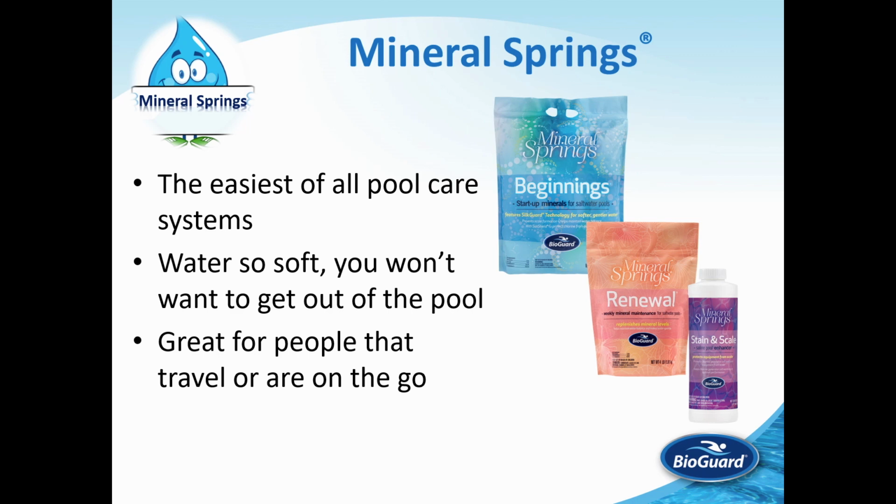The third product, Stain and Scale Control, is something that you add at the beginning of every season. So you would add that once a year. You put it in one time for the whole season, and you don't have to worry about it again. So Beginnings you add in the very beginning when you're getting your pool started up. Stain and Scale you add once a season. And then Renewal, the product you see in the middle, is what you would add on a weekly basis.